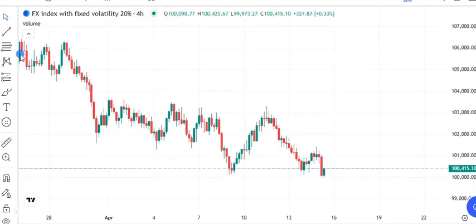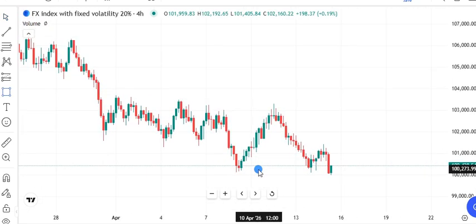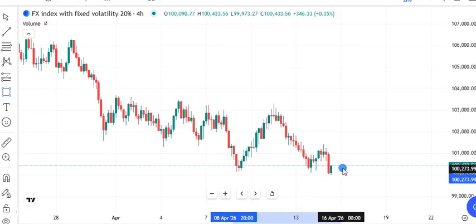Alright, so welcome. Today we started off with FX Volume 20, and we are currently on the 4-hour chart. So we go straight to marking the levels we are seeing currently.